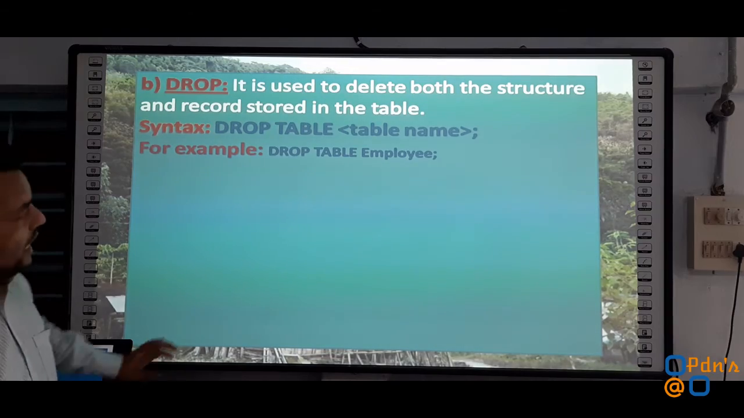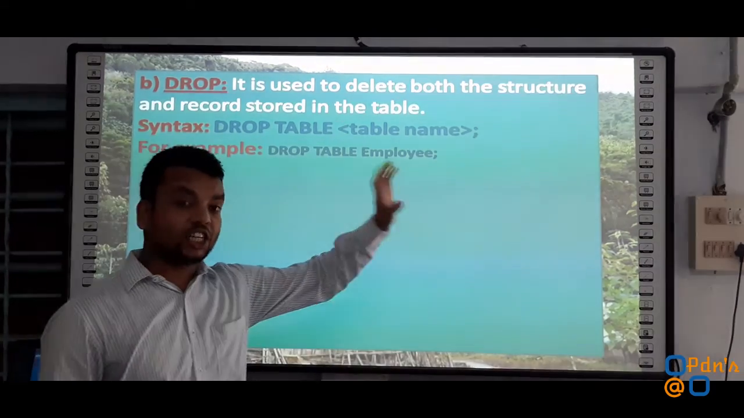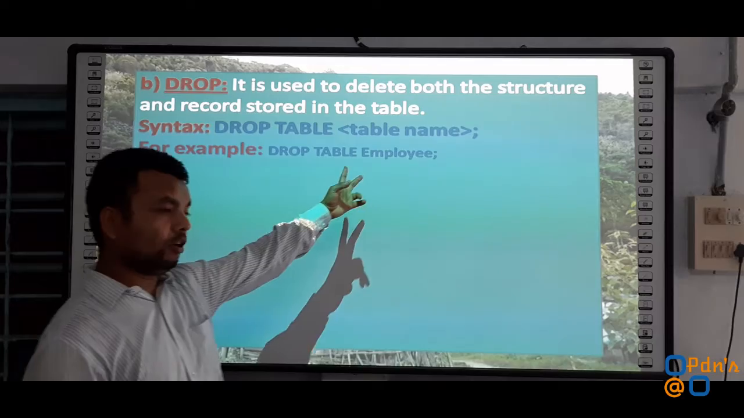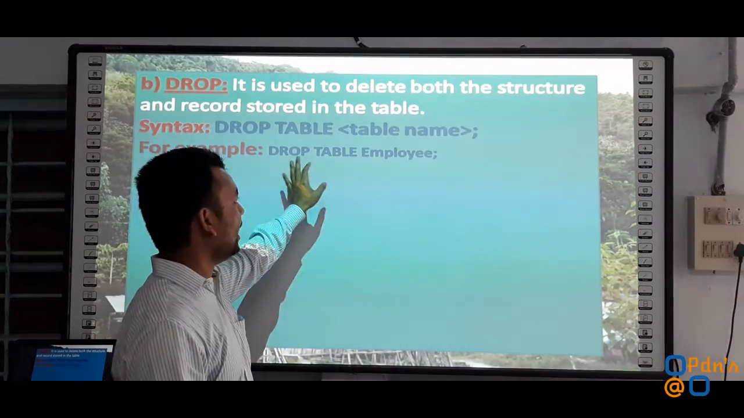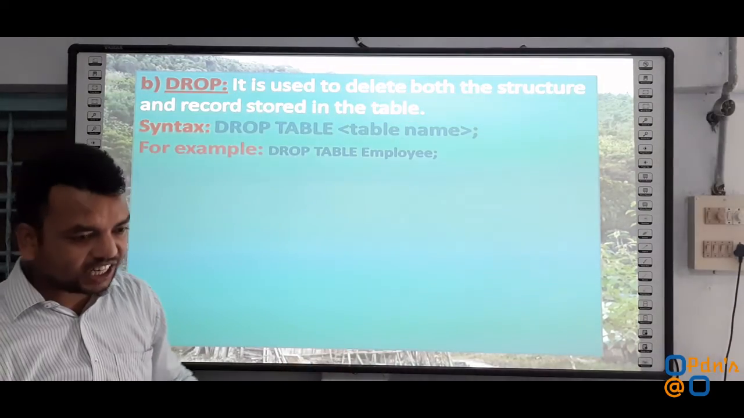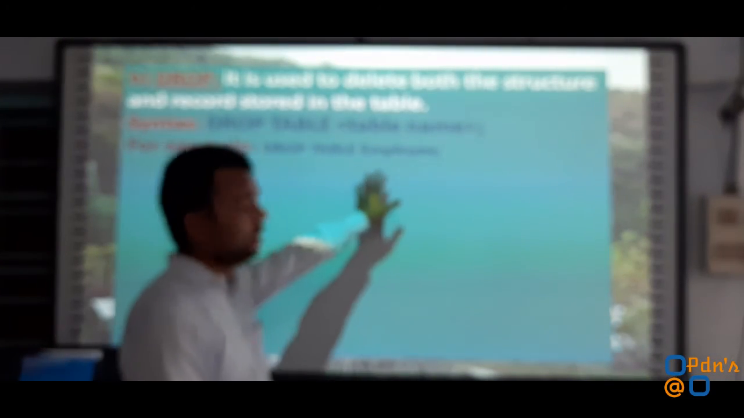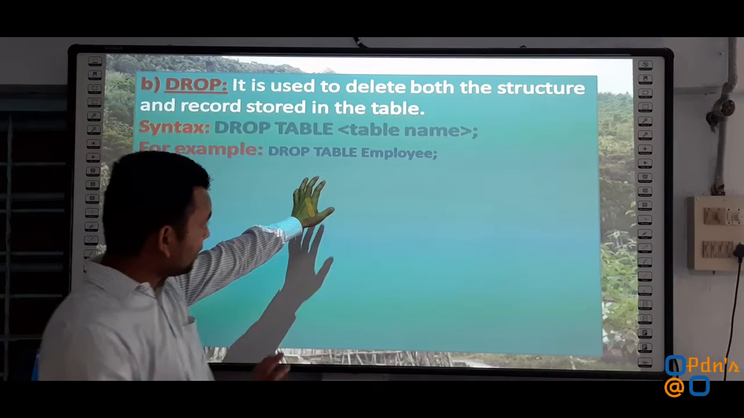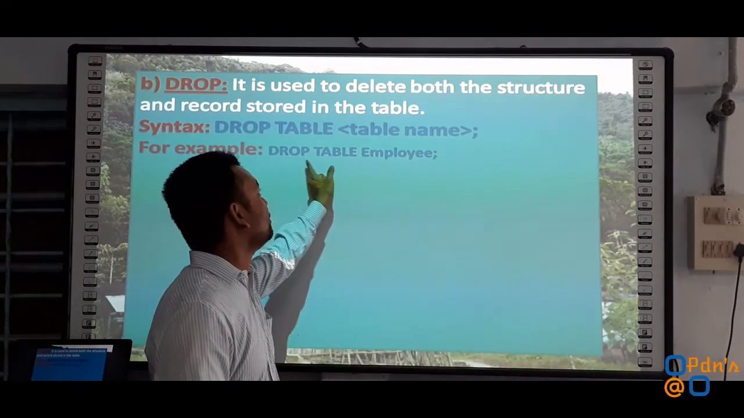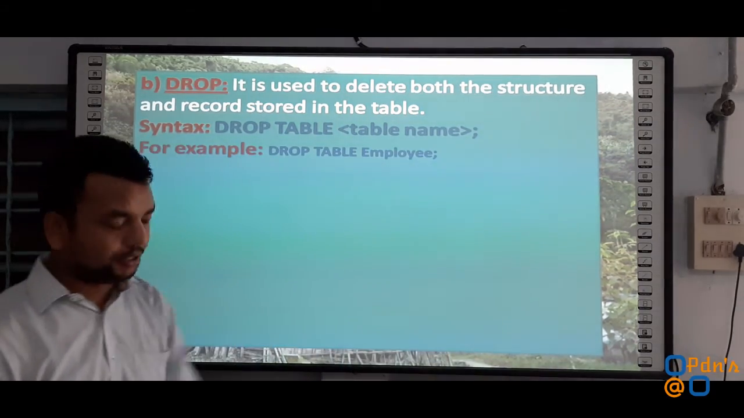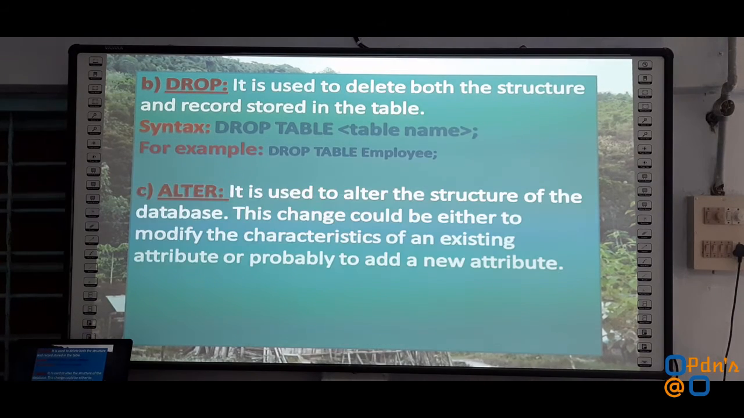For example, if we have created the employee relation which we discussed earlier, containing 5 attributes, and we have already inserted data inside that table, then in order to delete everything from that table, to delete the complete table itself, we will simply write the command DROP TABLE employee. Okay. Then the third category is alter.